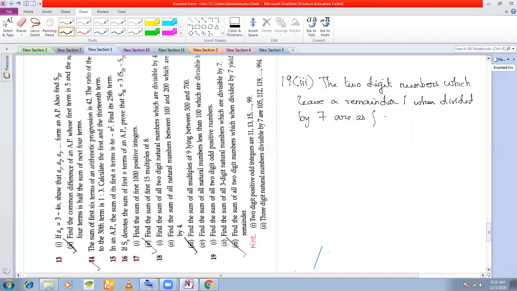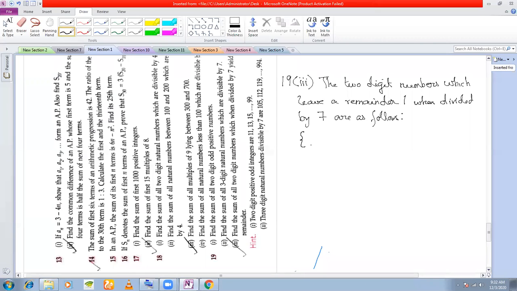So what are those two-digit numbers? First of all, what is the first two-digit number? 10. So if you divide 10 by 7, what is the remainder? It is 3, right? If you divide 11 by 7, the remainder is 4. If you divide 12 by 7, the remainder is 5, right?